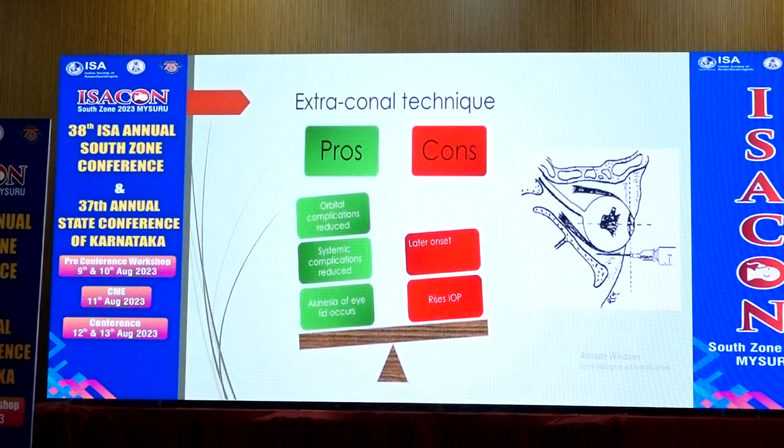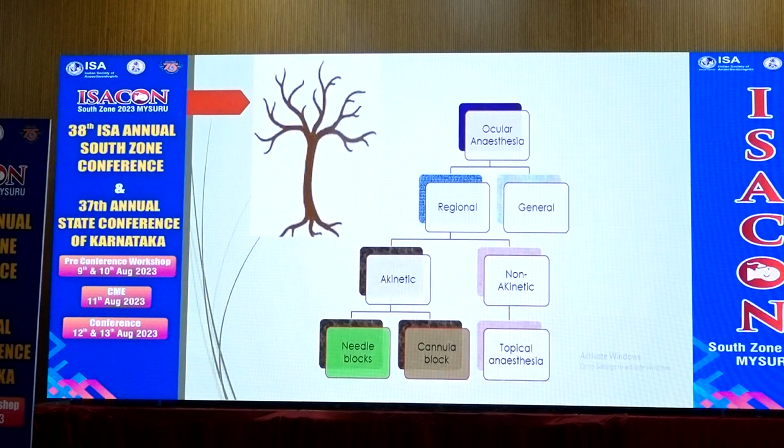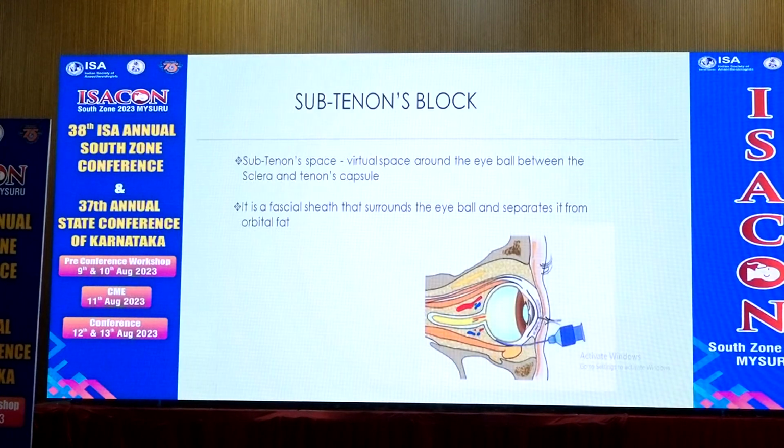What are the advantages? Since the needle is not passed too deep, naturally the orbital and systemic complications will be reduced, but there are some disadvantages. They say that it acts a little bit longer when compared to retrobulbar. Now, moving on to the next technique, that is cannula, that is subtenon's block.